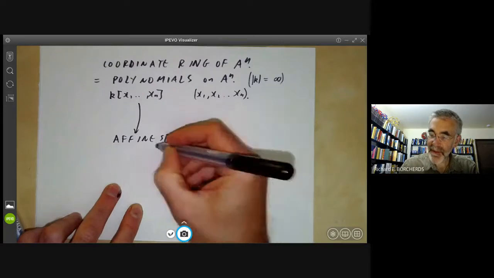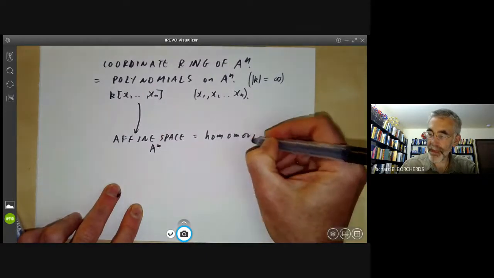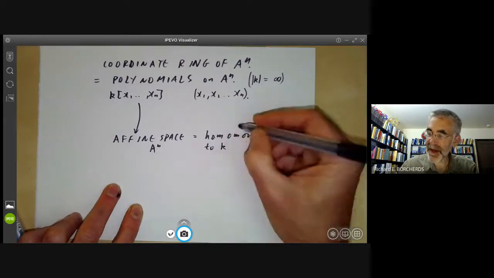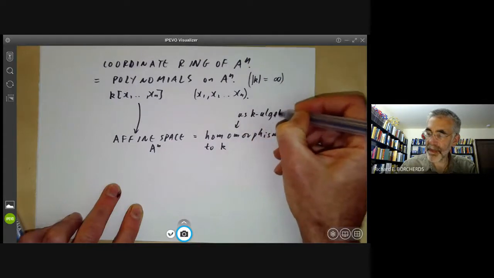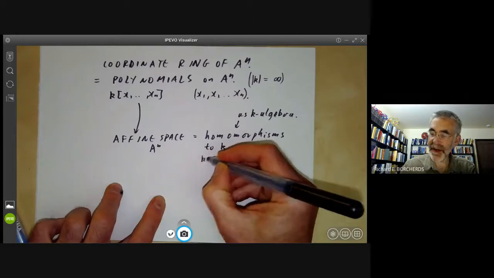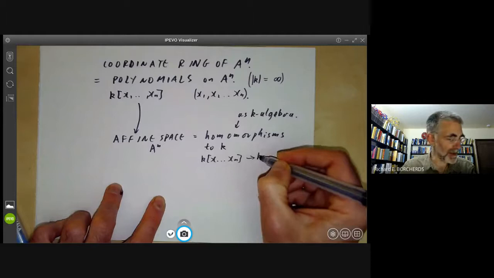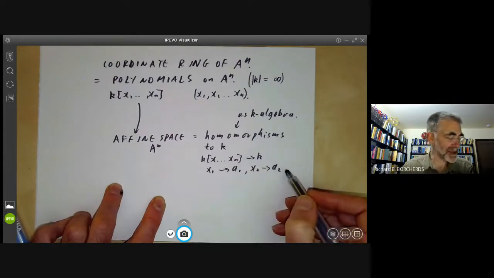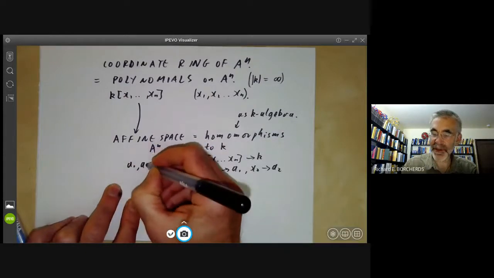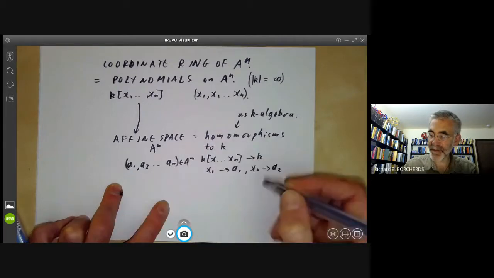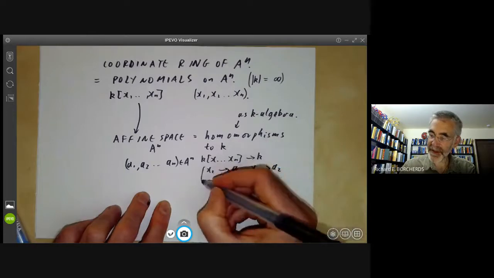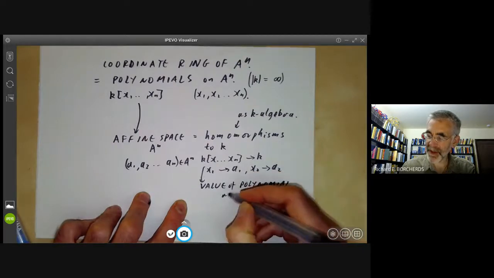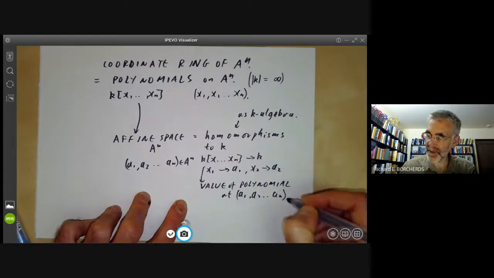as A^n, as the set of homomorphisms from this polynomial ring to the field k. This is homomorphisms as a k-algebra. So a homomorphism taking k[x1, ..., xn] to k just takes x1 to a1 for some number a1, x2 to a2 and so on. And so it's uniquely determined by these numbers a. So this corresponds to the point (a1, a2, ..., an) of A^n. And you notice this map here is just the value of the polynomial at the point (a1, a2, ..., an).